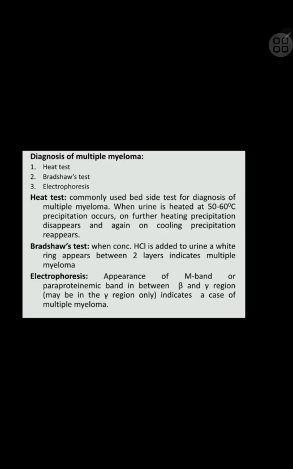The second method for diagnosis of multiple myeloma is the Brag shot test. When concentrated HCl is added to urine, a white ring appears between two layers, and it is an indicator of multiple myeloma. Electrophoresis is the commonly used technique for the diagnosis of multiple myeloma, but it takes a longer time. Appearance of M band or paraproteinic band in between beta and gamma region, or maybe in the gamma region only, indicates a case of multiple myeloma.